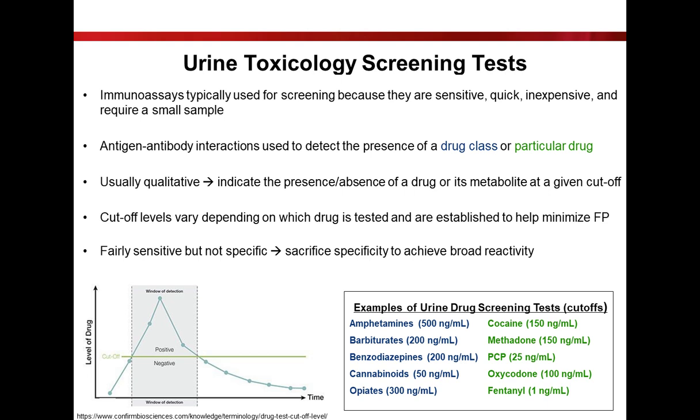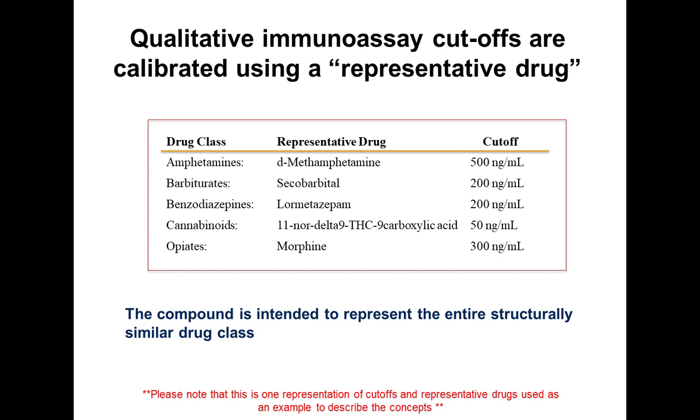So for these screens, they're fairly sensitive, but they're not specific. We are sacrificing some of the specificity in order to achieve broad reactivity and detect drugs in an entire class. These qualitative screens, or immunoassays, have their cutoffs calibrated or set using a representative drug. This is a compound that's intended to represent the entire structurally similar class. The chart here shows some of the representative drugs and cutoffs that might be used. I'm using it only for the sake of making a point and explaining a concept.